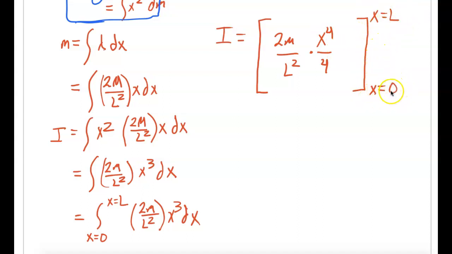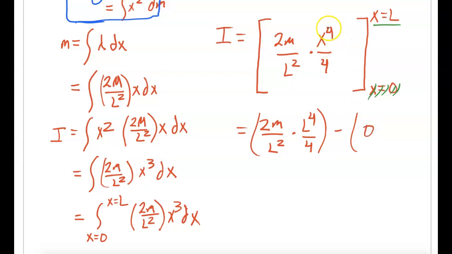Well, if x is equal to 0, and I put 0 in, then the whole thing is 0. So really I don't need to pay much attention to x equals 0. I really just need to evaluate this for x equals L. So let's do that next. This is equal to 2m over L squared, multiplied by, remember we said x now is L, so L to the 4th, divided by 4. And if you really wanted to be technical, you could say it's minus 0, because if I put 0 in, the whole thing becomes 0.